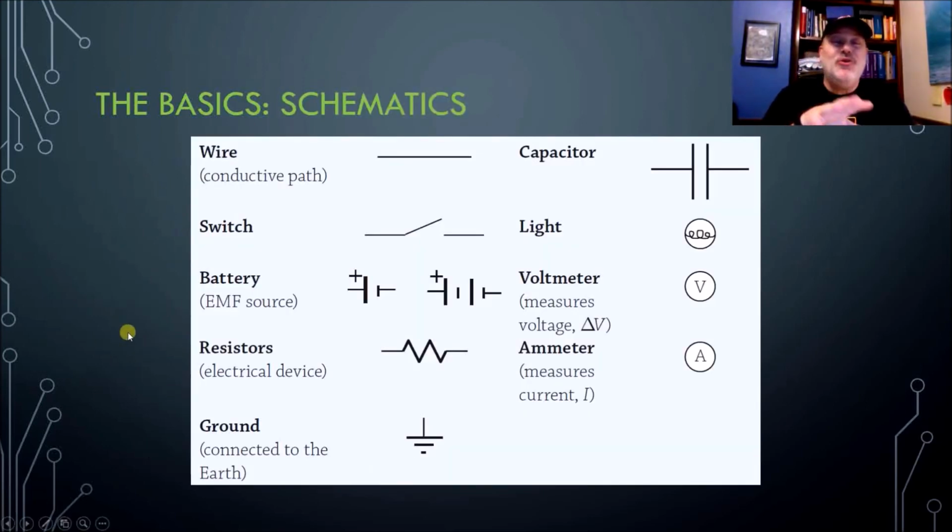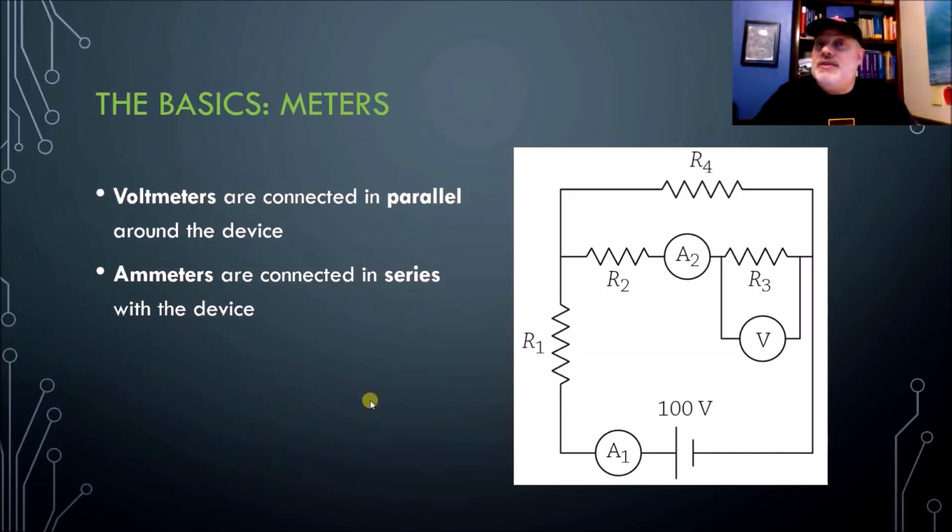All right, let's look at schematics. So we don't want to draw a real picture of circuits. We want to use schematic diagrams to make them as simple as possible. So remember all of these. All right, let's make sure that we know how to connect a meter. Voltmeters, remember, measure potential difference. So they have to hook to both sides of the device.